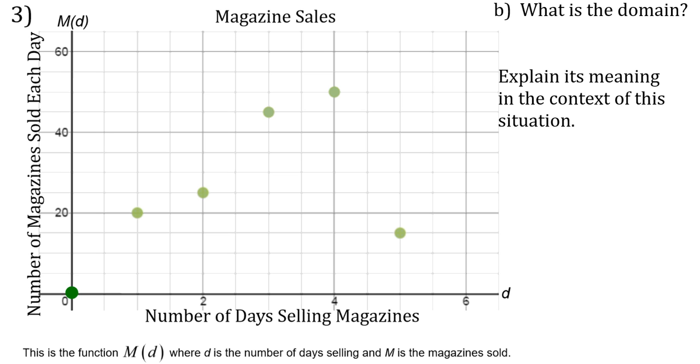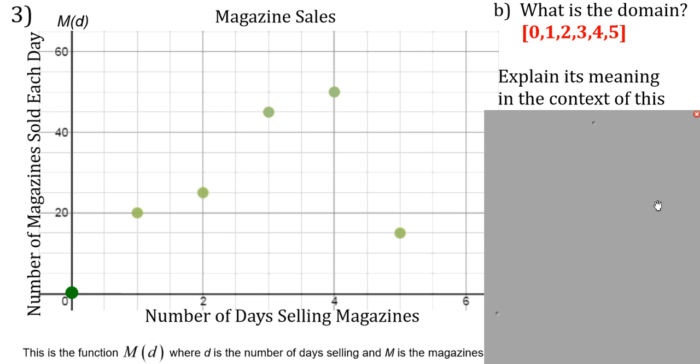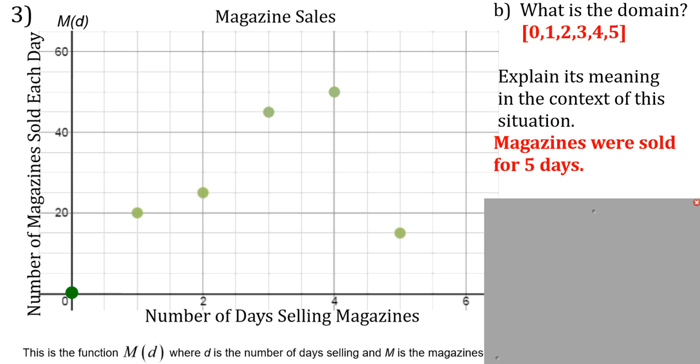What's the domain, and explain its meaning? The domain is the set of all of the inputs, and for this, we have to see what type of function we're working with. We know it's a function, but it's not continuous like it was before, where we were using all of the in-between values. We have very specific values here. So this is a discrete function. That means we would have to list out the values individually for our domain and range. So our domain, we're using 0, 1, 2, 3, 4, and 5. So we'll list those out with brackets. And the meaning is that you were selling magazines for 5 days.